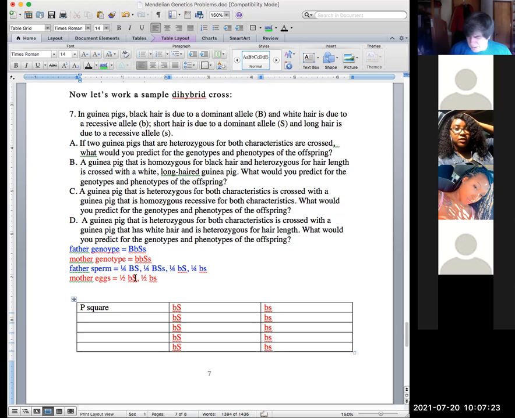Okay, now for the father, we have 4 possibilities we said. Oops, I wrote that one wrong. That should have been big B, little s. So again, we're going to carry the gametes from the father, the sperm, across to every cell in the same row that they start in.